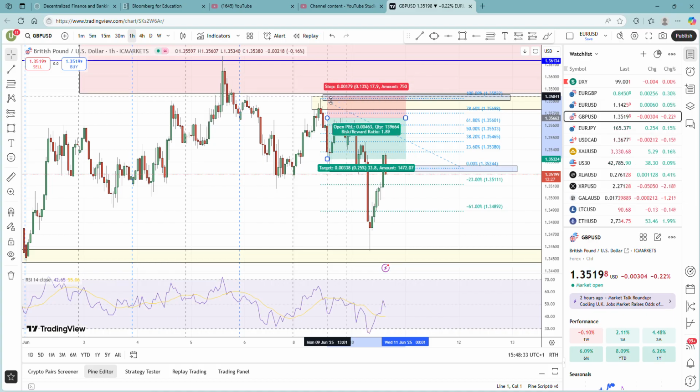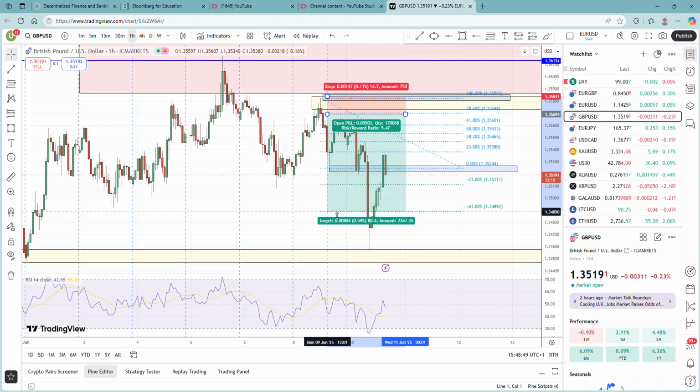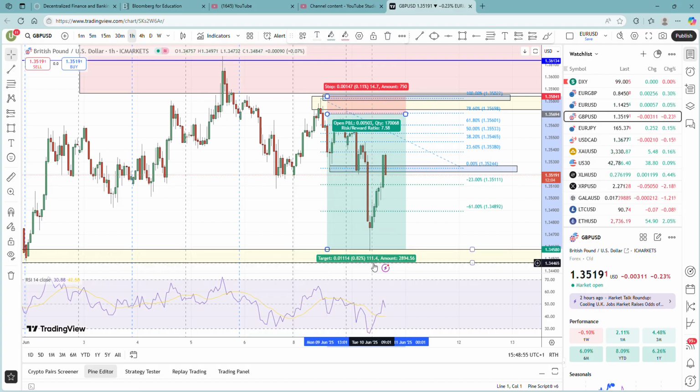If I entered here, stop loss just above is quite a high stop loss. 15 pip stop loss. TP of 40 pips. So I could have made £400 if you trade £1 a pip, or £4,000 if you trade £10 a pip. Or if you held it, could have made £800 or £8,000. If you held it all the way to this H4 zone, could have made £1,100 or £11,000 if you trade £10 a pip.